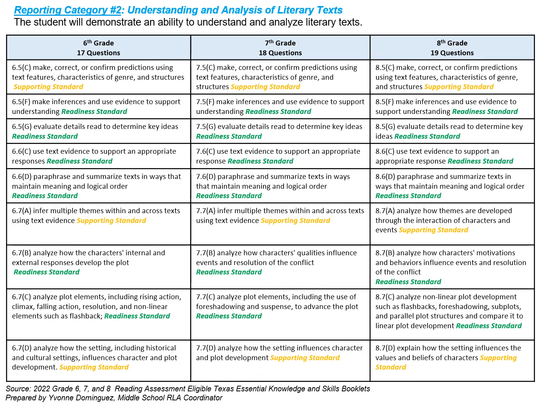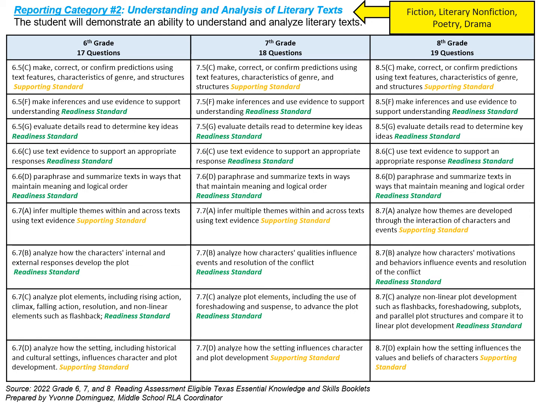Welcome back, everyone. Now we're going to continue with reporting category 2, understanding and analysis of literary texts. 6th graders will get 17 questions in this reporting category, 7th will get 18, and 8th graders will get 19 questions. The literary genres eligible for reporting category 2, you might want to make a note of this, are fiction in the form of a short story, literary nonfiction, poetry, and drama. And again, remember that literary nonfiction is in the form of a memoir.